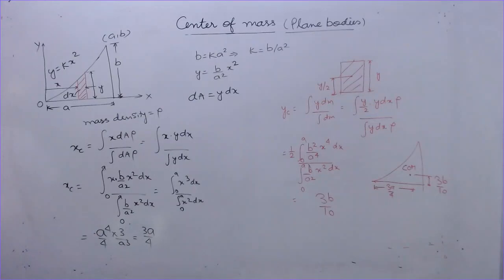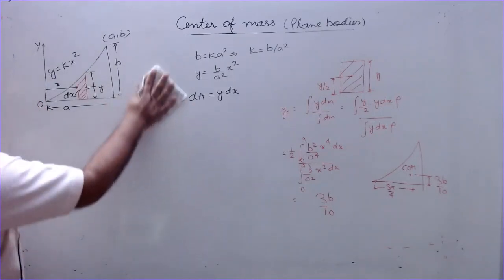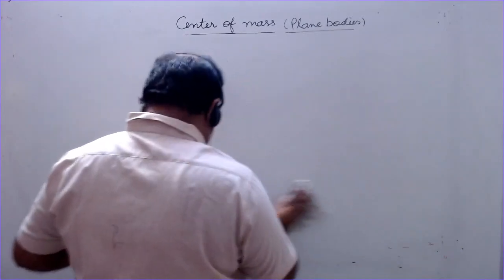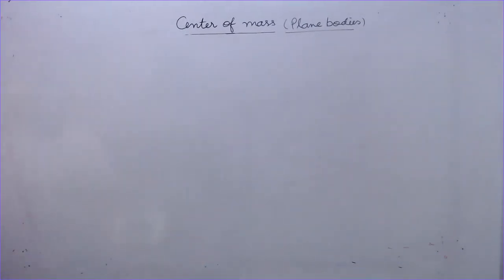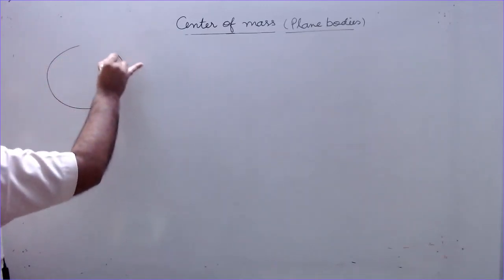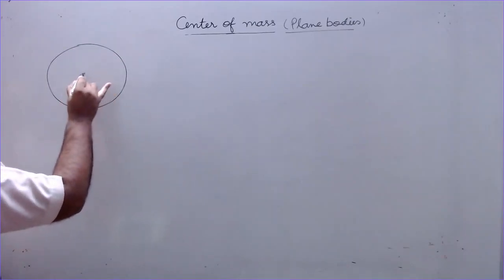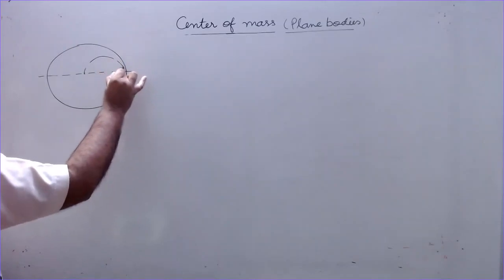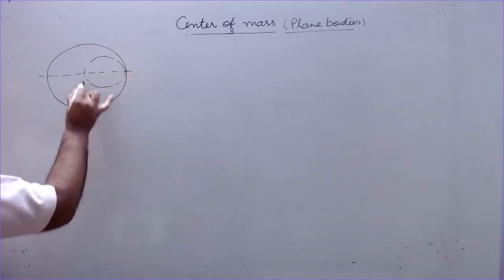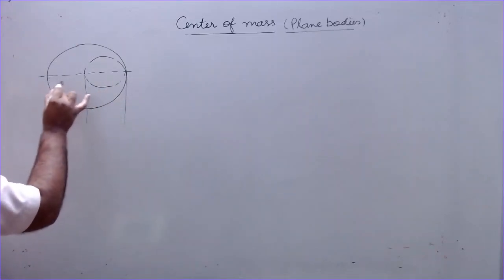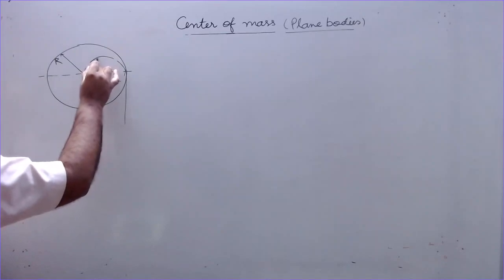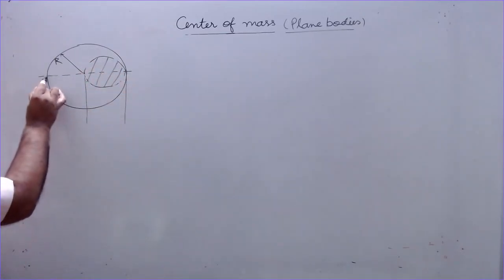Now let us find the center of mass of a body which has been left after some portion of it has been cut. This is a circle, and from this I am cutting, or I am making a hole in it of circular shape, its diameter is equal to the radius of the original circle. This radius is r. So this has been removed. So you have to find the position of center of mass of the remaining body.